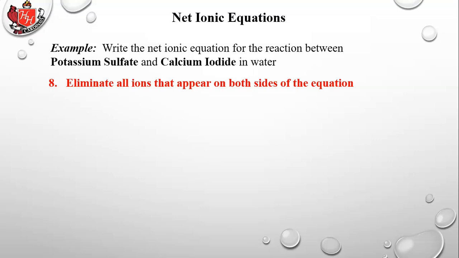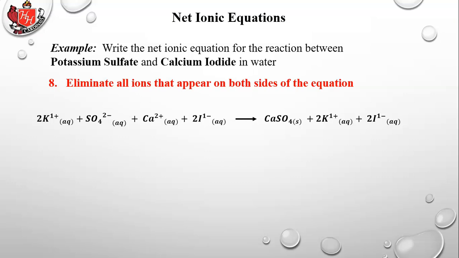Step 8. Eliminate all ions that appear on both sides of the equation. So there's the equation, and we see, first of all, that the 2K 1+ appears on the left and 2K 1+ appears on the right side of the equation. So what that means is that the potassium does not participate in the reaction. It starts off as 2 potassium ions. It ends up as 2 potassium ions. So that's what we mean when we say it doesn't participate in the reaction.